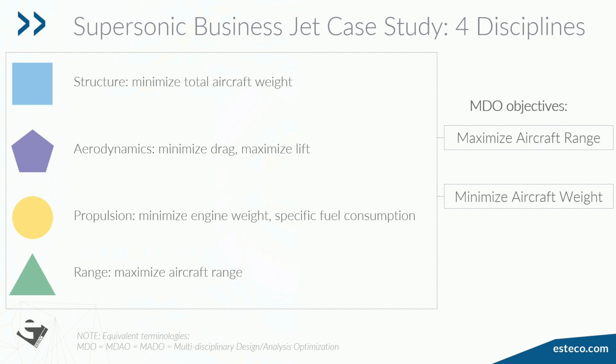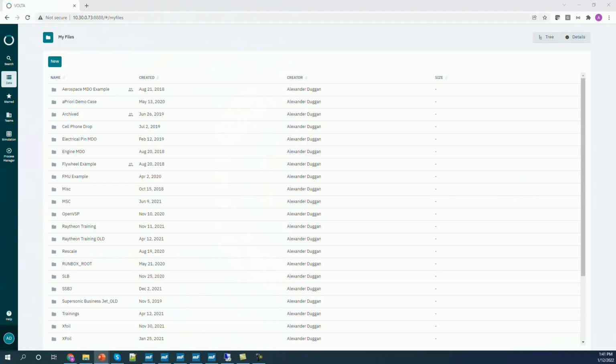We'll actually touch on 4 disciplines as part of this example. Of course, you could have many, many more, and hopefully you'll get a sense of how that scales. In this case study, we'll model the structure, component, aerodynamics, propulsion, and range of a hypothetical supersonic business jet aircraft, and we'll link them all together. And the end goal, after running the MDO, is to maximize the range of the aircraft while also minimizing the aircraft's weight. So with that, let me jump to our desktop tool, modeFRONTIER.